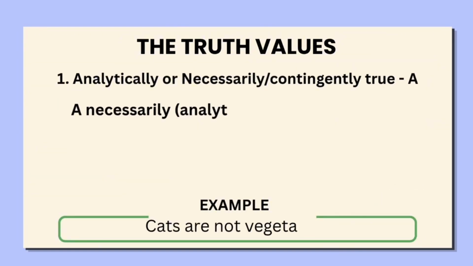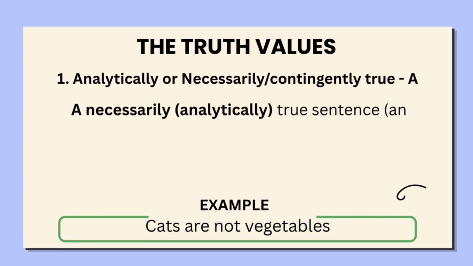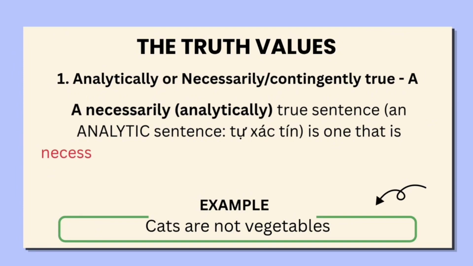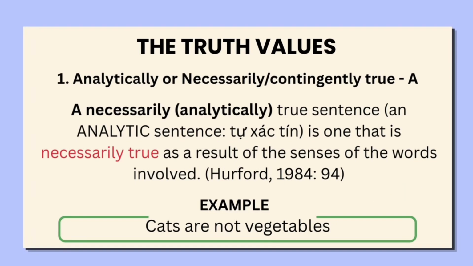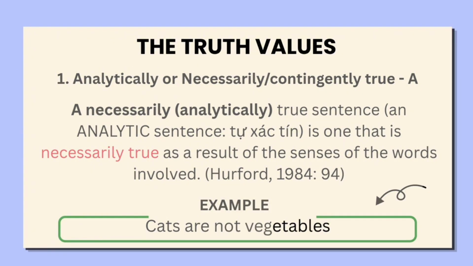Okay, now this slide explains analytically or necessarily true sentences. These are sentences that are always true because of the meanings of the words, not because of real world situations. For example, cats are not vegetables. This sentence is automatically true because the meaning of cat is completely different from the meaning of vegetable, so we do not need to check reality to know the sentence is true. That is why it is called an analytic or necessarily true sentence.